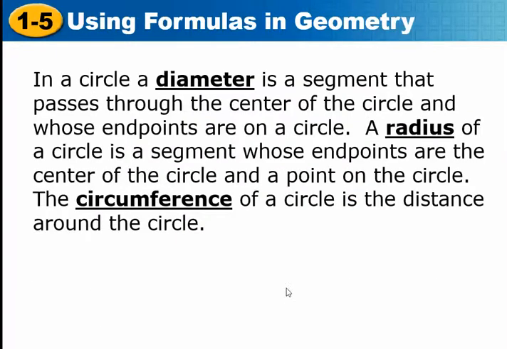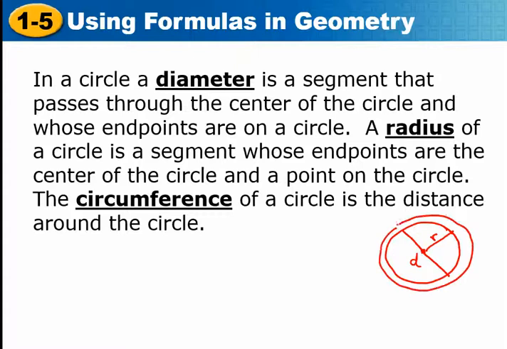All right, let's move on to circles. In a circle, let's sketch a circle here. We have a center, and the diameter will be a straight line through the center. That is our diameter, and the endpoints are on the circle. A radius goes from the center to the edge of the circle. So it goes from the center to a point on the circle, and that's the radius. The circumference goes all the way around that circle. So that's the circumference.